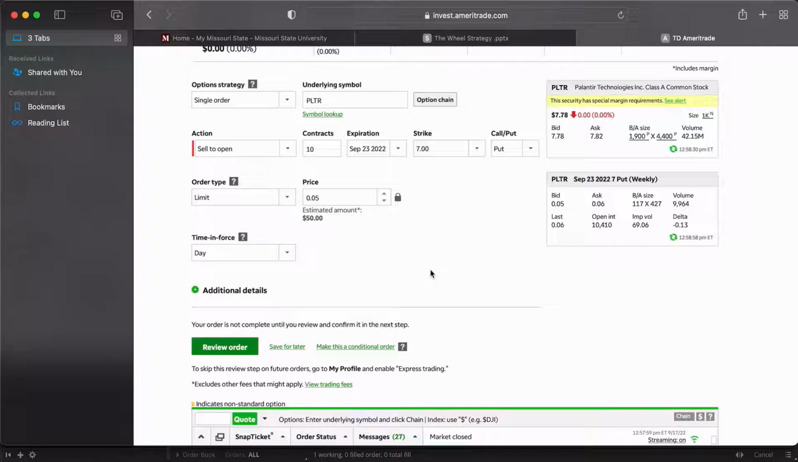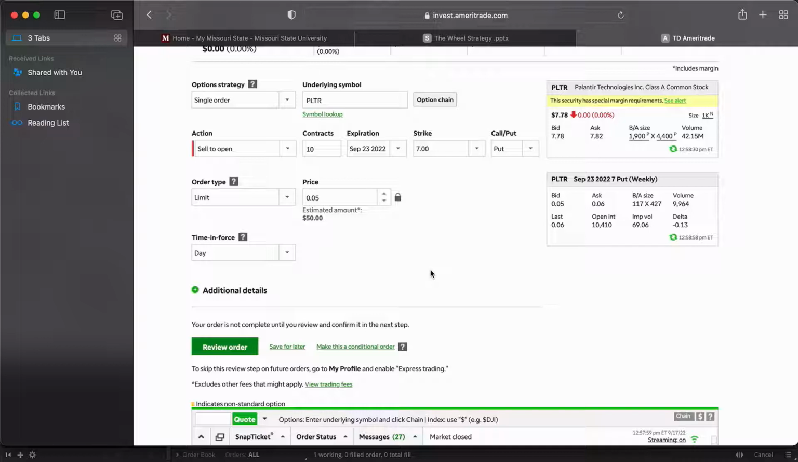You're putting up $7,000, and you're betting that Palantir is not going to drop below $7 within the next week. And if it does, hey, you get long Palantir at $7. The stock is down a lot. Ask yourself, with each of these trades, are you comfortable getting long the stock if it goes below the strike price? That's so important, right? Because you're going to be long in that stock, and then you're going to have to ask yourself, where do I go from here? What if the stock keeps going down?